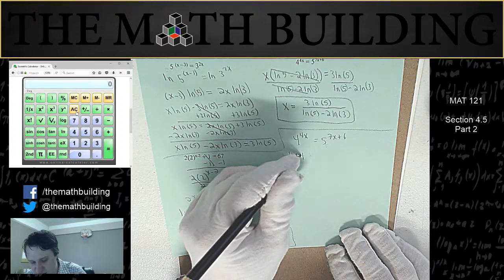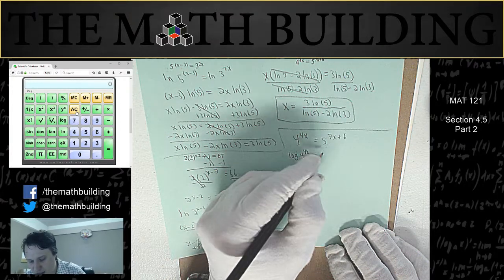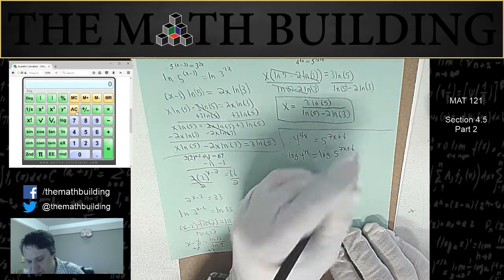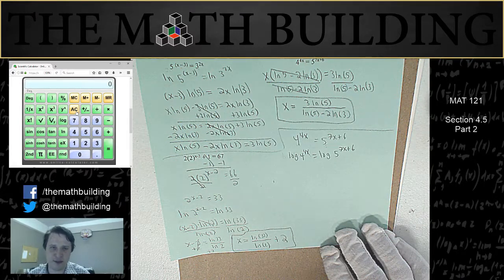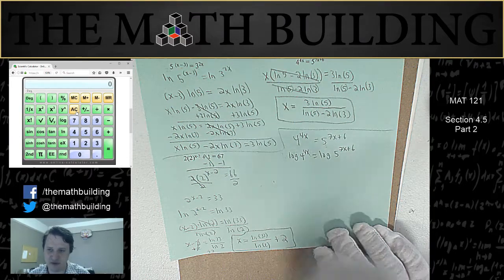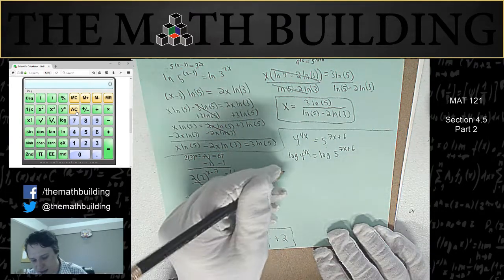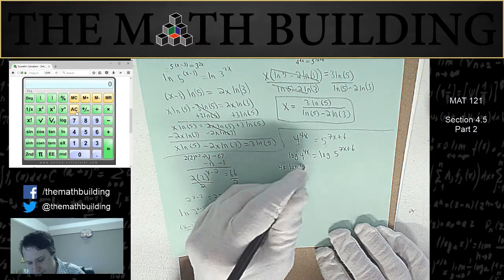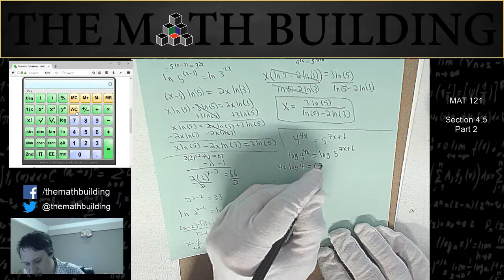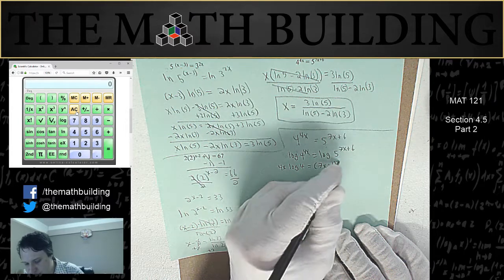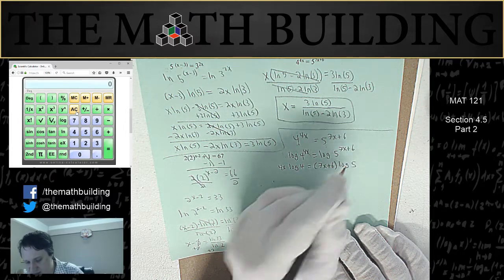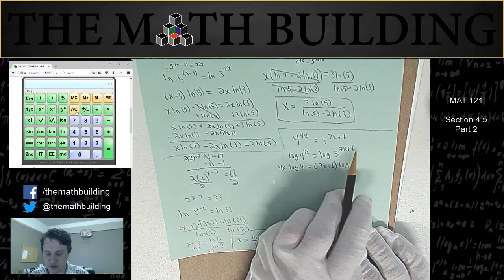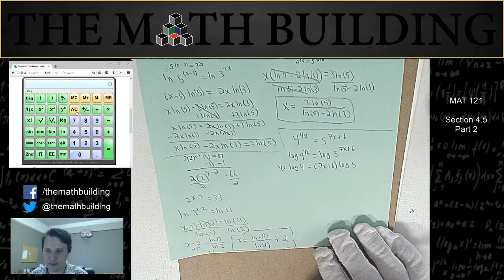Log base 10 of 4^(4x) equals log base 10 of 5^(7x+6). Note that there was not any simplification I could have done to help me out before taking the log. Next, the 4x comes down, and the 7x plus 6 comes down, and you must put that in parentheses. You'll get this wrong if you don't put this in parentheses if there's more than one term in the exponent.